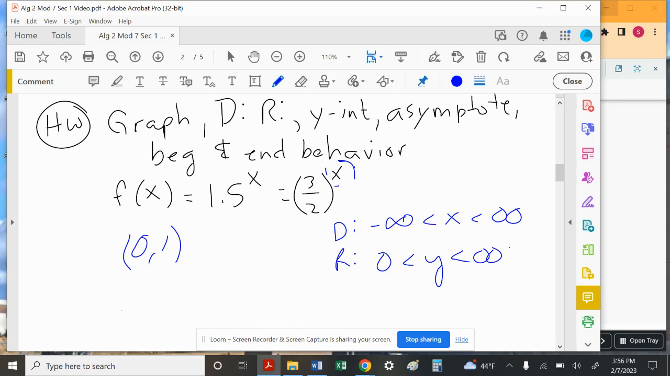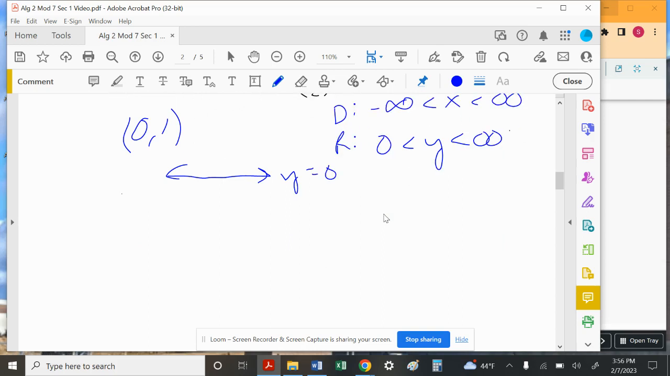And how do I know it's a y-intercept? Because x is 0. The asymptote would be the x-axis, so that is where y is equal to 0. And then my beginning and end behavior, we can see what's happening based on the domain and range. So as x goes to -infinity, y goes to 0. As x goes to positive infinity, y goes to positive infinity. So there's my beginning behavior. There's my end behavior. So we can see that on that.